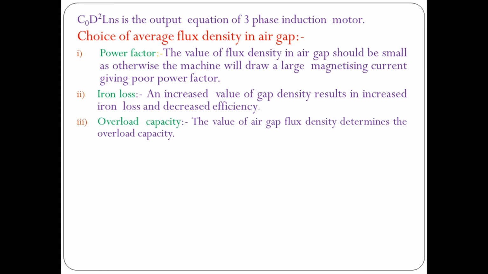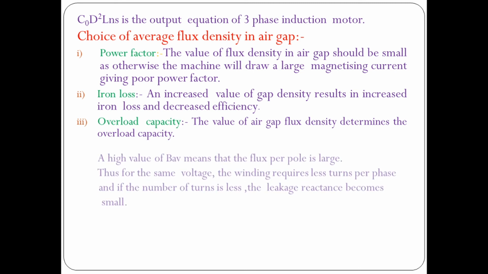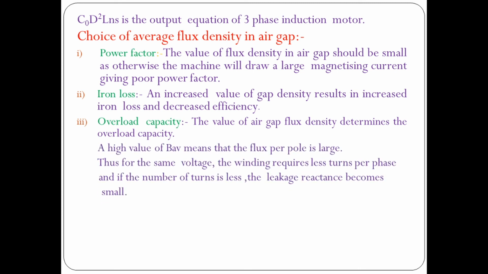So third point is overload capacity. What is meant by overload capacity? The value of air gap flux density determines the overload capacity. A high value of BAV means that the flux per pole is large. Thus, for the same voltage, the winding requires fewer turns per phase, and if the number of turns is less, the leakage reactance becomes small.